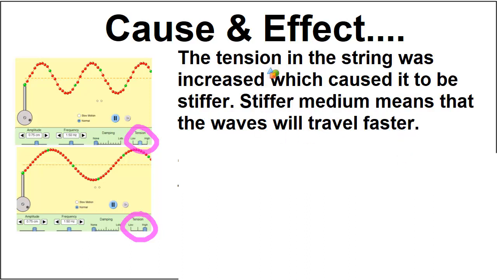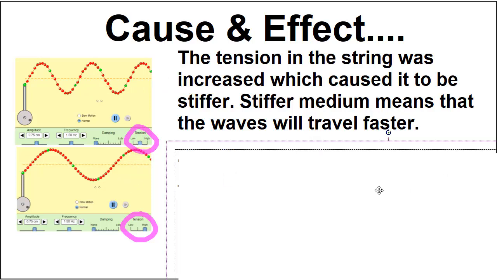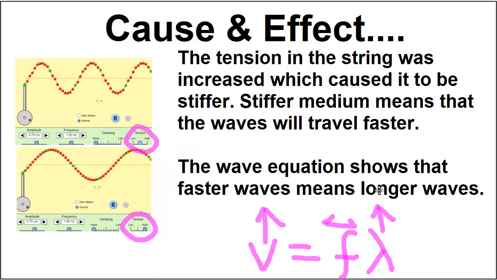So all of that explains that going from this wave to that wave, by making it more tension, it'll go faster. So now I know it's going faster. Now the second part is where the wave equation comes in. The wave equation shows that faster waves means longer waves, and that's why the waves are longer. So this has a flow to it.